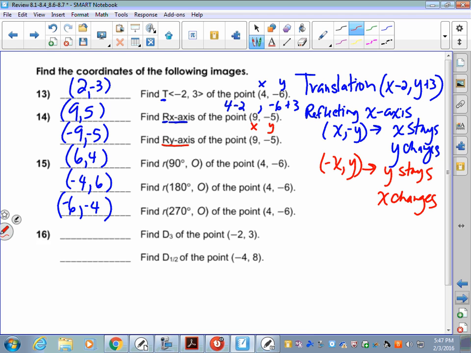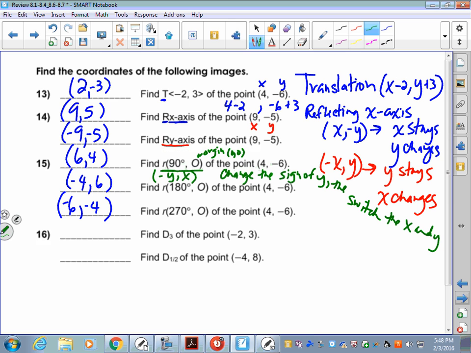Then we have our rotations here. We had rotation, R 90 degrees about the origin. O is your origin, that just means 0, 0. This is what we've always done, so don't let that confuse you. Whenever I'm rotating about the origin, the rule for rotation for 90 degrees is negative y, comma x, which basically means we're going to change the sign of y, then switch the x and y. I ran out of room. I apologize.